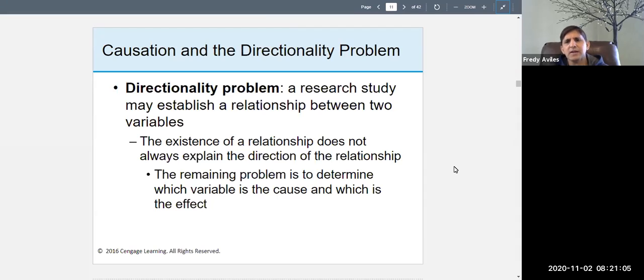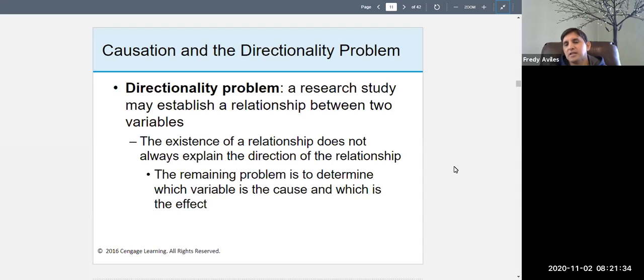There are problems that you can have with an experiment, and we've actually mentioned these before when we talked about correlations and things like that. The experiment can actually solve problems that we talked about before, and one of these is the directionality problem. A research study must establish a relationship between two variables, and the existence of a relationship does not always explain the direction of a relationship.